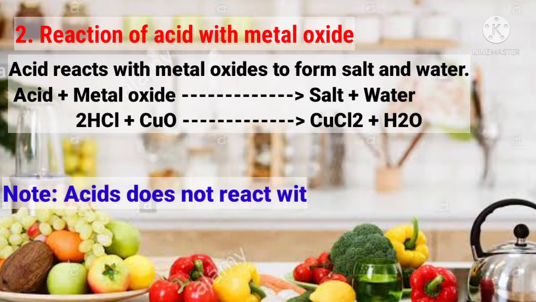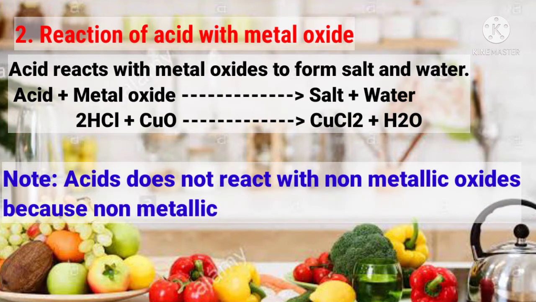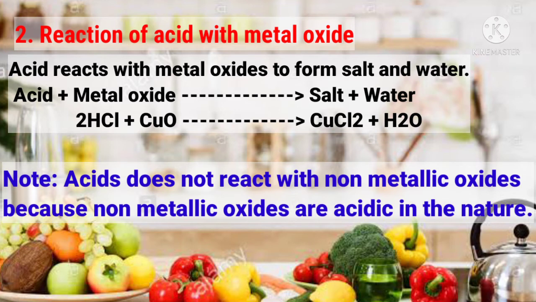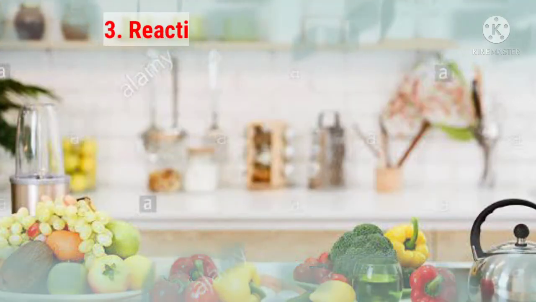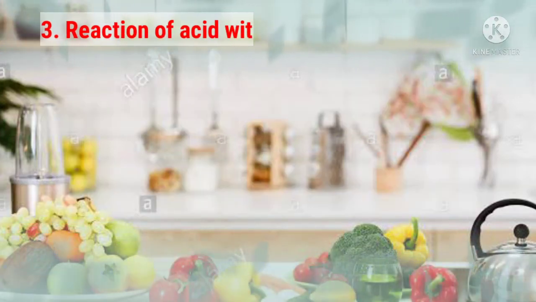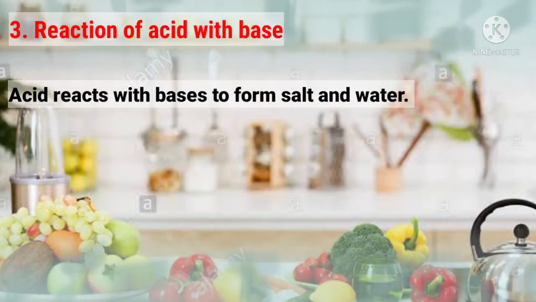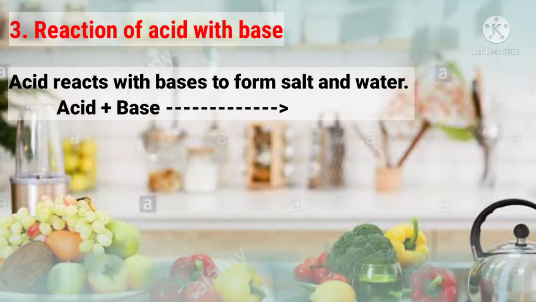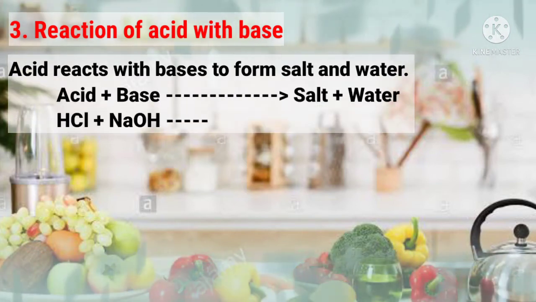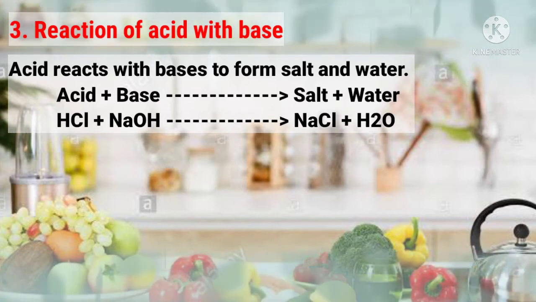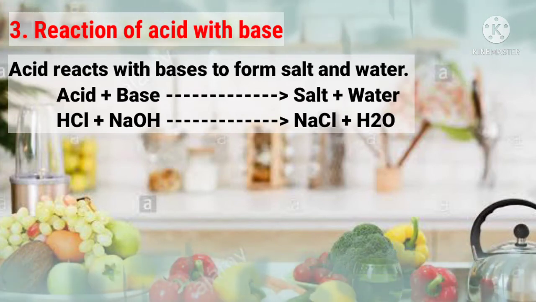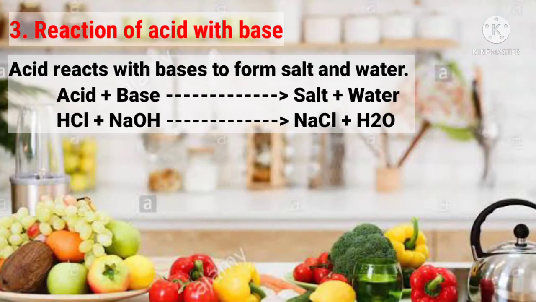Here note that acids never react with non-metallic oxides because non-metallic oxides themselves act as acids. The third property is the reaction of acid with a base. Acid reacts with bases to form salt and water. Consider an example. When hydrochloric acid reacts with sodium hydroxide NaOH, it forms the salt NaCl and water.